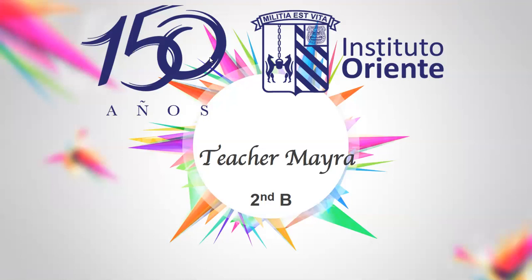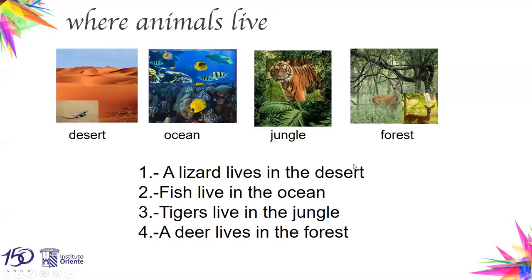Okay, so today we are learning where animals live. Observe the picture please. So we have 4 different places: desert, ocean, jungle, and forest. Okay? So observe the desert.